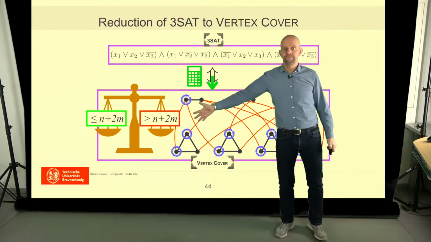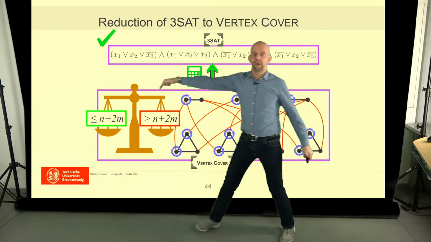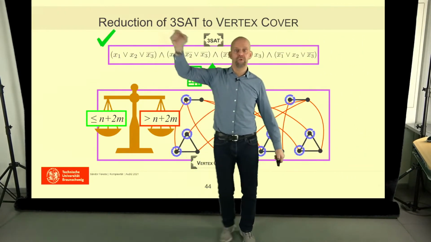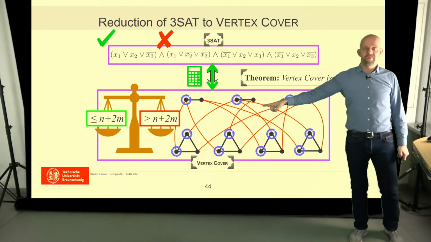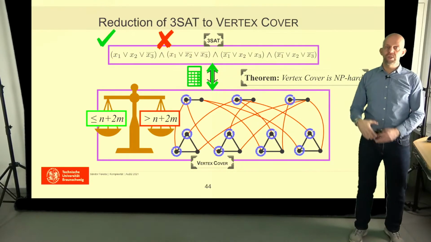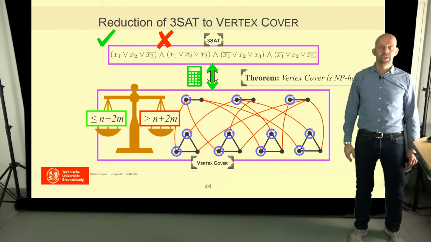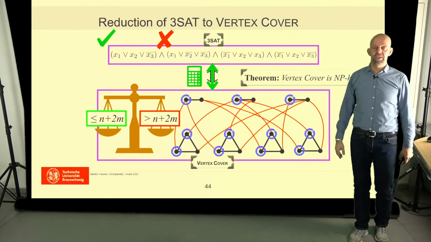Or if not, then you can or you can't. Which means that this vertex cover problem belongs to this class of NP-hard problems for which we have a hard time of finding a good algorithm, where we don't expect there to be a good algorithm.